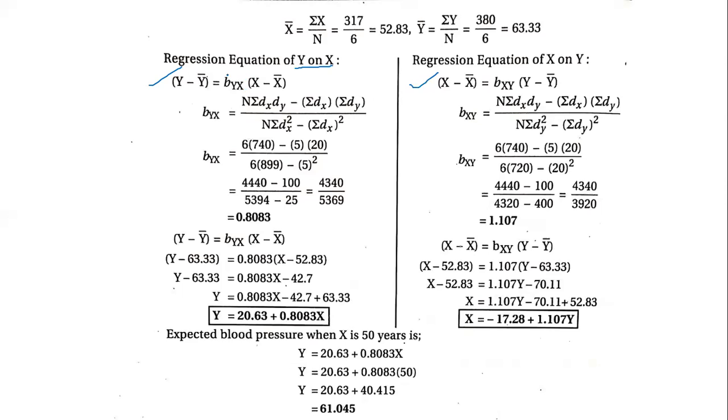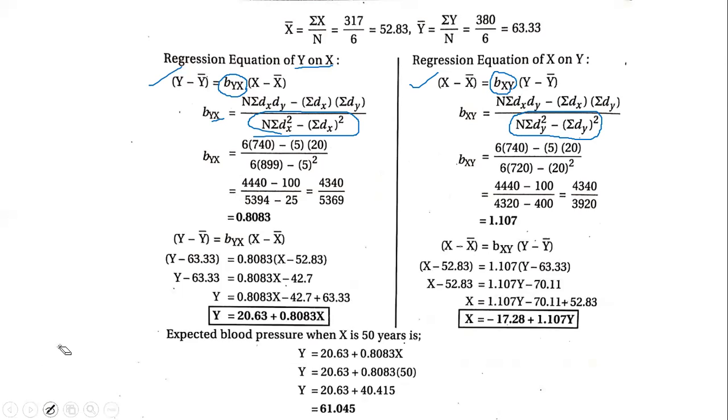Now for this byx and for this bxy, we will first find out the values. So let us do that. Byx is equal to n into sigma dx dy minus sigma dx into sigma dy, whole divided by n into sigma dx square minus sigma dx whole square. So this is the formula for byx. For bxy, it is the same formula except the change in the denominator. Only the denominators are going to change in both of them. For one it is x square, for one it is y square.